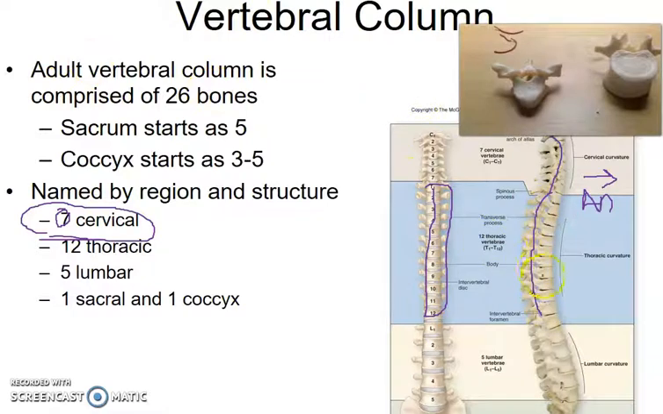Now, this curvature is going to go posterior. So see how the curve is going to the back, or this curve is going to the front. Now, your lumbar. Here is your curvature going to the front. And there's only 5. 1, 2, 3, 4, 5. So this would be an anterior curvature. Then your sacrum is going to have a posterior curvature. It goes to the back. And then you have your coccyx, which technically goes like that.